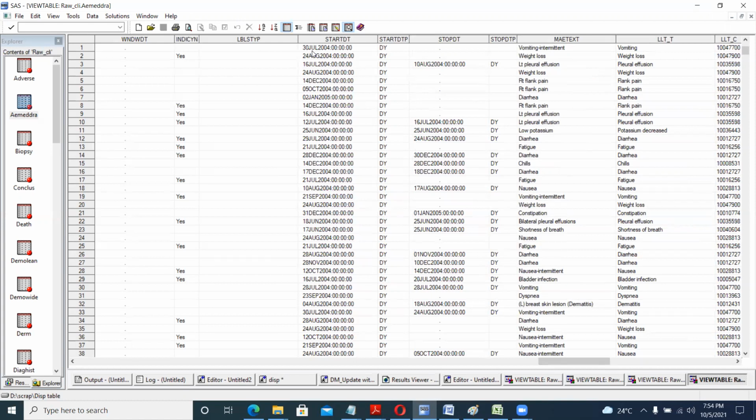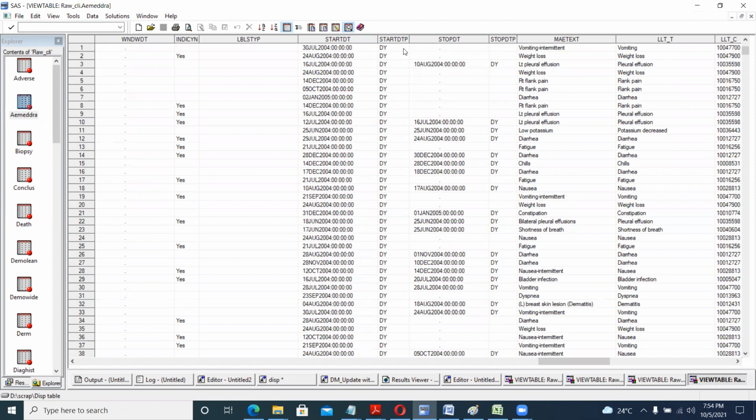This patient got the adverse event on 30th July 2004, but till now it has not ended, so it is still continuing. On 23rd August 2004, the subject got an adverse event, but there is no end for it. On 16th July 2004, he got an adverse event, and on 10th August 2004 it was cleared, which was pleural effusion. For weight loss, started 23rd August, there is no ending date, so it has not ended. In the same way, some events will have end dates and some will not. This is a start date and this is an end date.